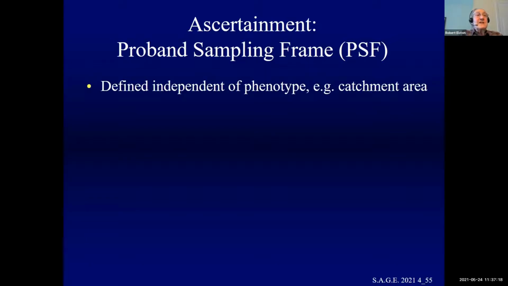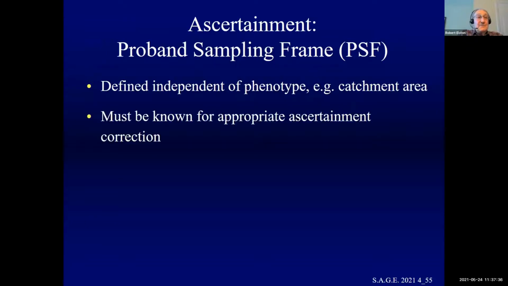So it is defined independent of the phenotype. It is the catchment area where you're going to go and get your probands from, or what we might call proband combinations. It's where you're going to catch people. Unfortunately, it must be known for appropriate ascertainment correction.